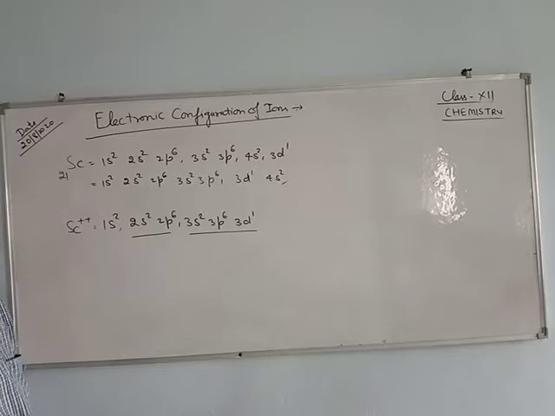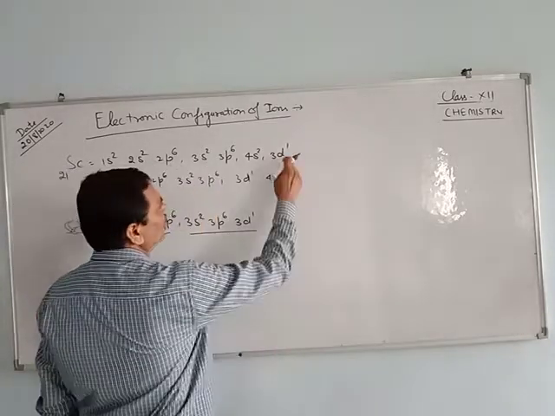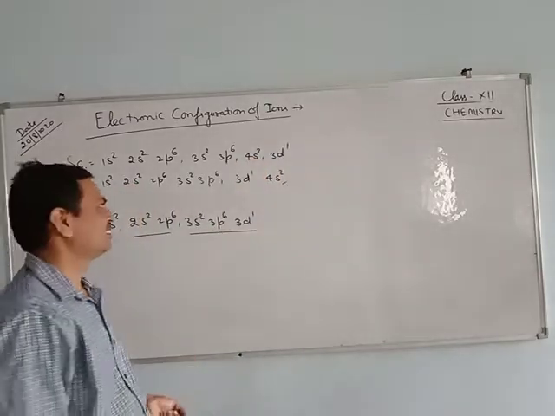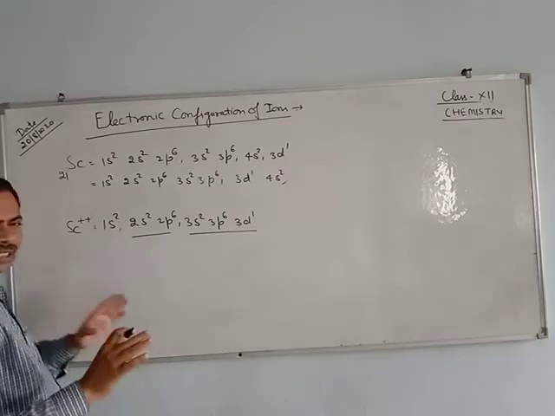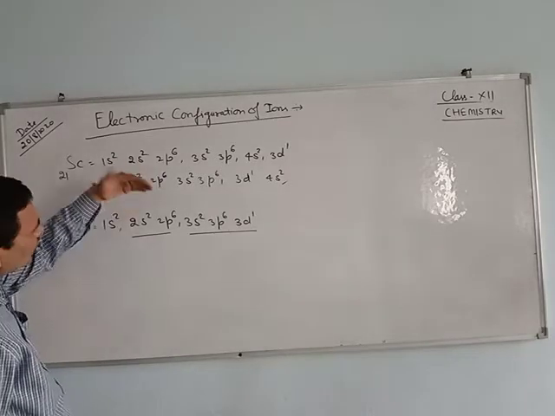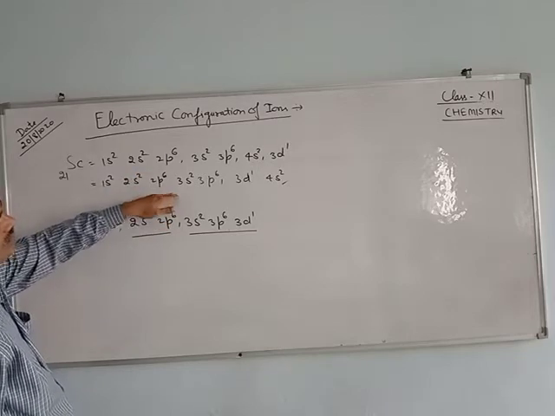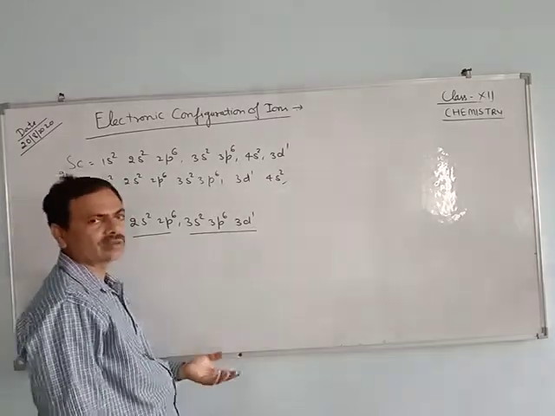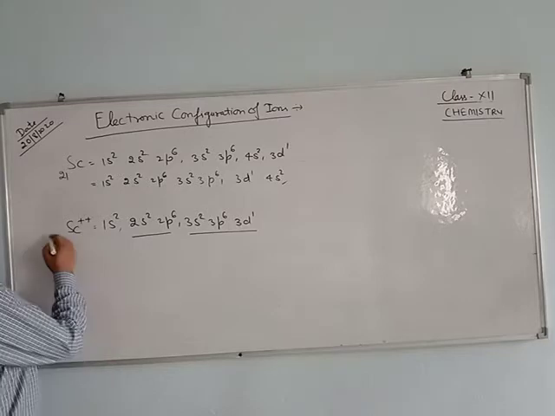Most of the students make the mistake of removing one electron from 3d and one electron from 4s. That is very wrong. The simple thing is to rearrange the electronic configuration and remove the electrons from the valence shell, that is, the outermost subshell. This is the electronic configuration of the scandium ion.